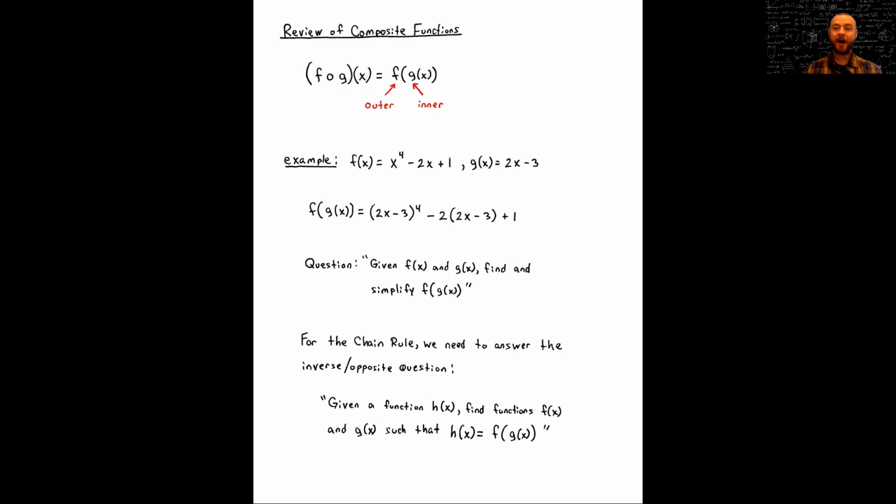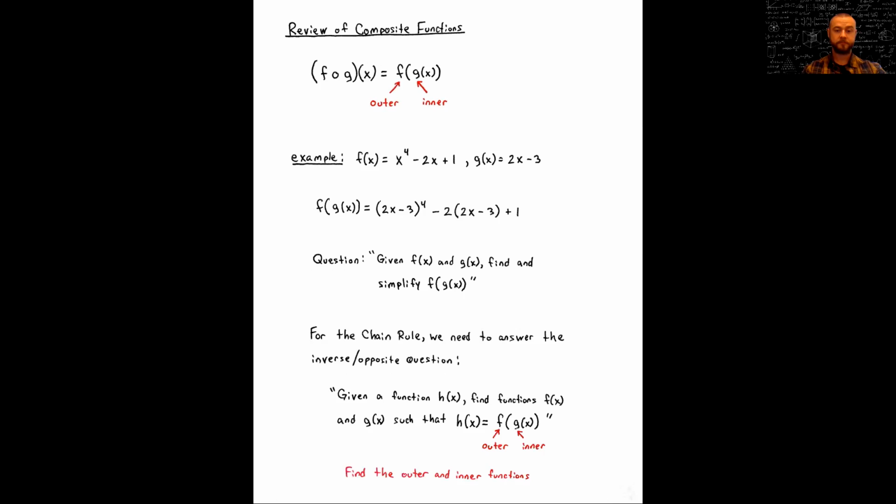And this is computationally simpler, but conceptually a little more challenging. So let's focus on the inverse or opposite question, which is what we're going to need to be able to understand to apply the chain rule. All right, and what we'll be looking for in this inverse or opposite question is, given a function h of x, we're going to try to view it as f of g of x, and we're just going to basically try to identify what the outer and inner functions are and determine f and g. All right, when you're ready, we'll take a look at several examples of that.